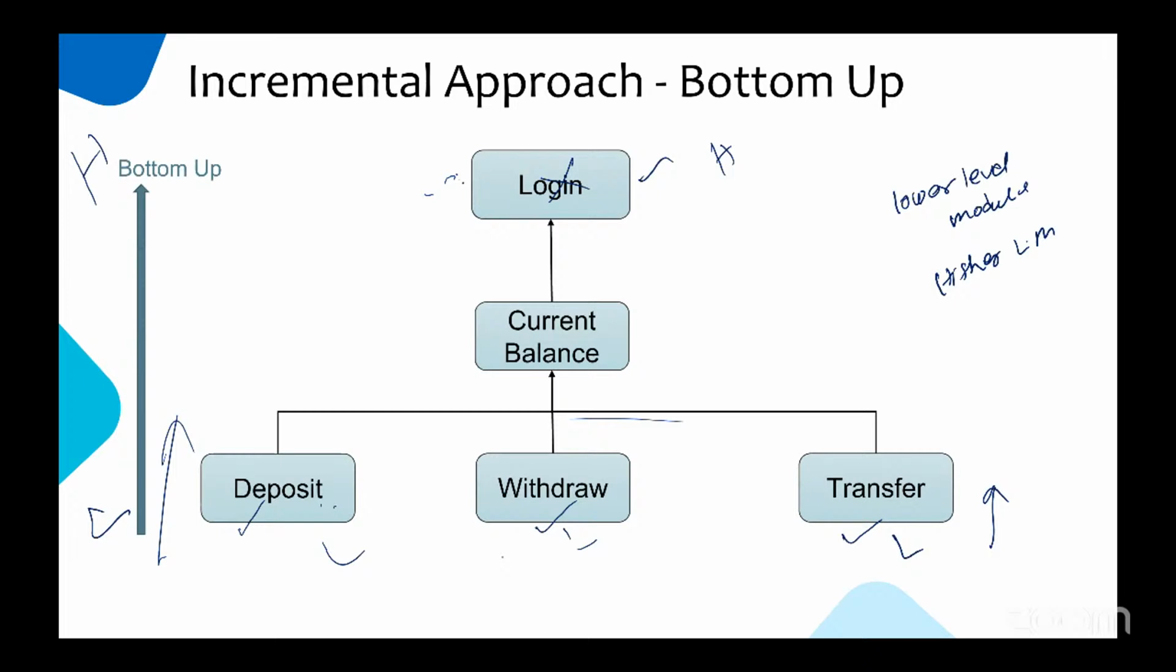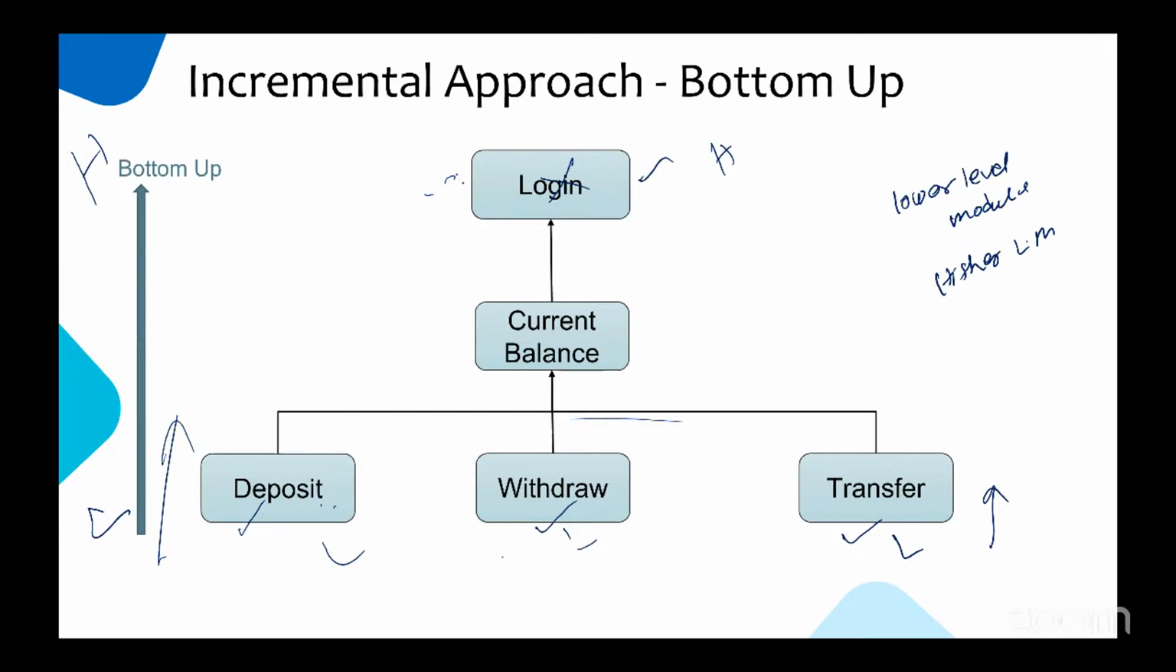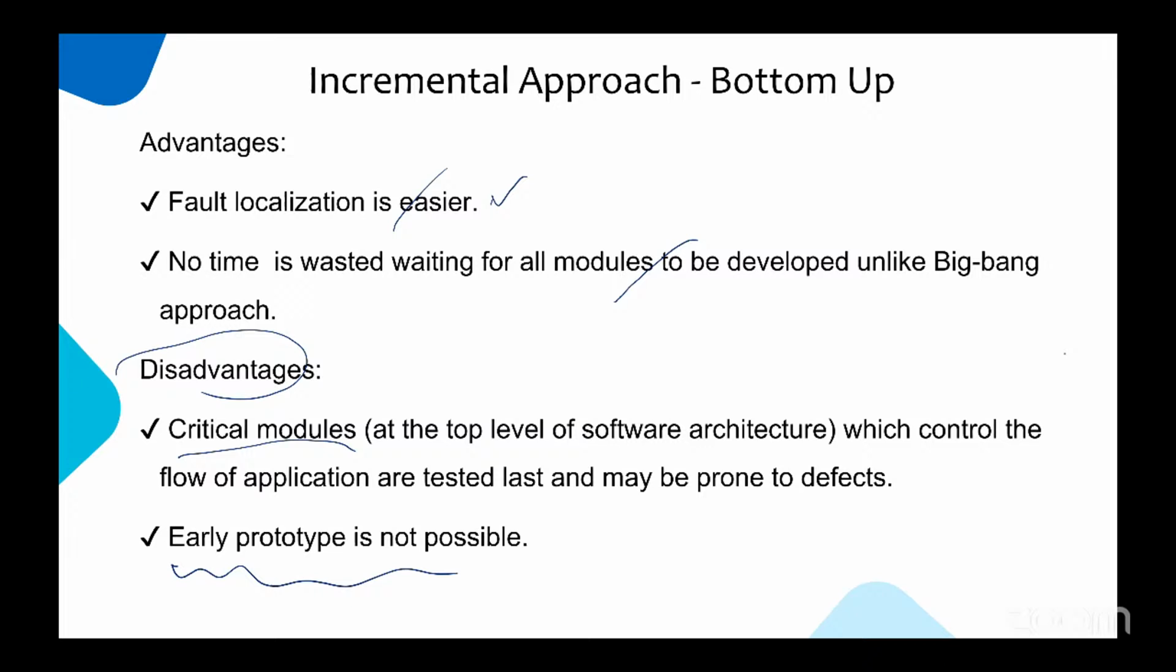Prototype means the real working product, you cannot see it. I think I said a prototype, I'm sorry, I wrongly said that is for the top down. Now we are focusing on the bottom up. Here there is no prototype. I have a comparison chart. I will show that at the end. So two problems. If important modules are on the top, they are not properly tested and there is no prototype. Prototype means end-to-end entire product, I cannot see it. So this is what the advantage and disadvantage.